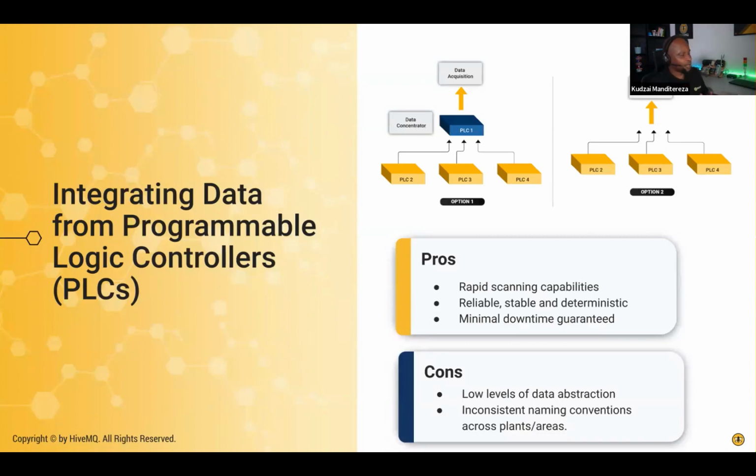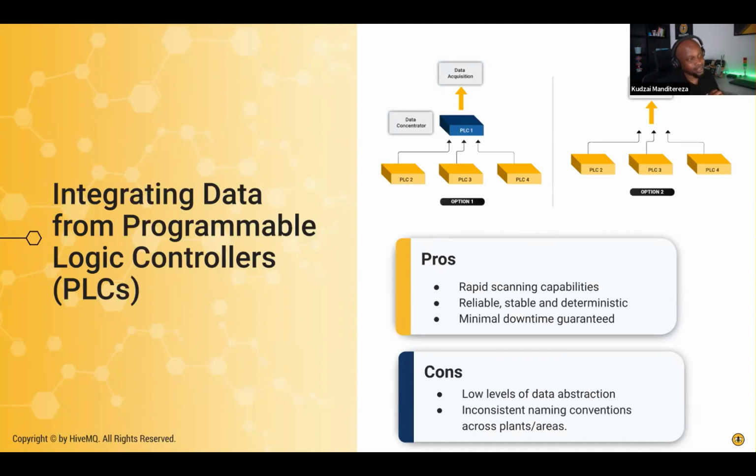Now, let's start by looking at how to collect data from programmable logic controllers. In some bigger manufacturing facilities, you'd find a situation where you've got a PLC that is acting as a data concentrator, to which other low-level PLCs are connected. If you find yourself in a situation like that, that PLC to which other PLCs are connected becomes your ideal point of data acquisition. You could then collect data from there.